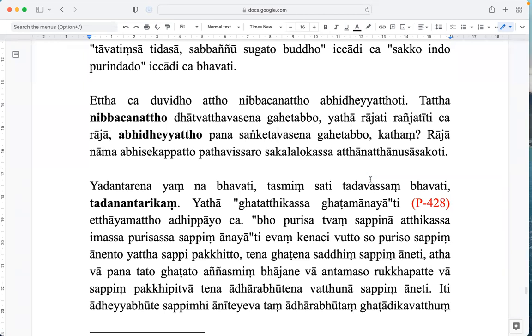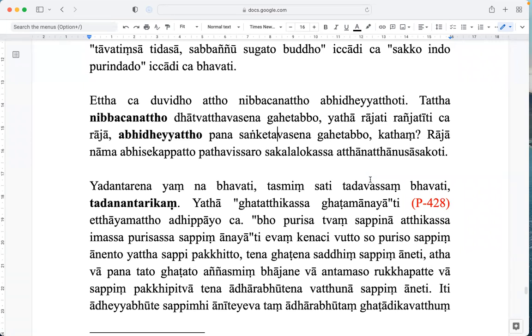So commonly, sangita vasena. Sangita means sign, related to sign. So raja, referring to the leader of the country. That is a king. So in this way, we can understand.